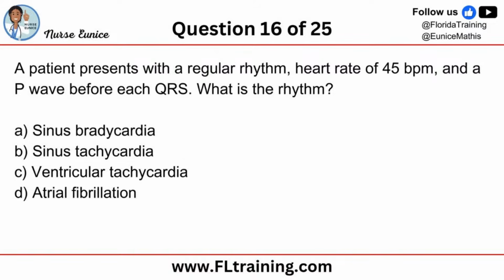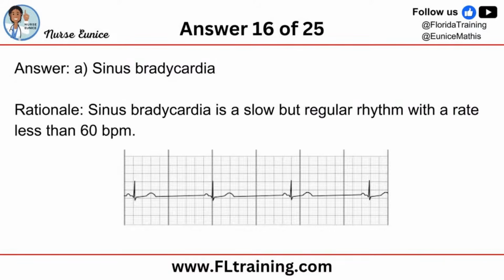Yes, Jimmalyn. Yes, Emily, Chrissy, Imani, you all have it. So, heart rate of 45 and P waves that are there with the QRS complexes means that that rhythm would be sinus bradycardia. So, the answer is A. Sinus bradycardia is a slow but regular rhythm with a rate less than 60 beats per minute.